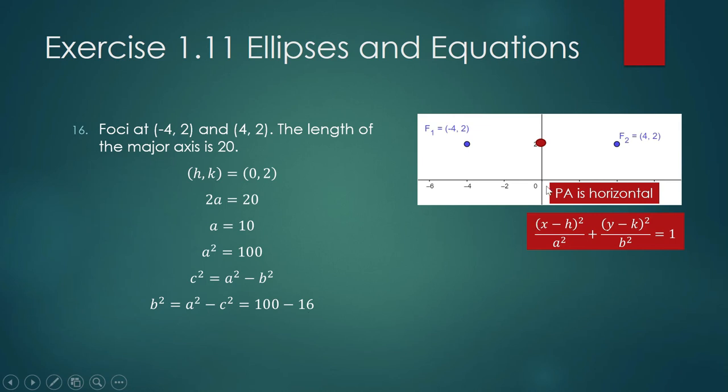Well, we have to go back here. What is c squared? The distance of one focus from the center is, look at that, 4. The coordinates of this is 0, 2. The value of our c is going to be 4, and so c squared is 16. b squared is equal to 84. We don't have to get the square root because what we need is b squared. So we already have h, k, a squared, and b squared. So we will just substitute and write our equation.